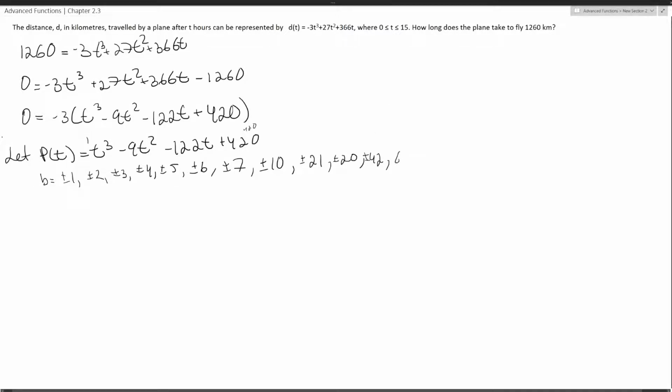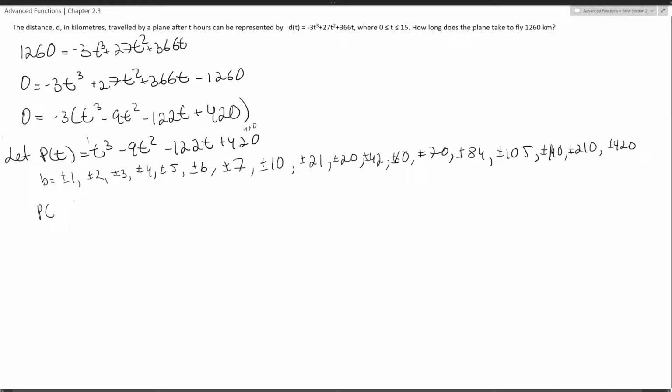42, I think it was 60, 70, then 5, 84, 105, 3, 140, 2, 210, and then again 420. That is all the numbers we should have. Now let's find out for which of these p of t actually gives us a 0. We know it's not going to be 1 or 2 because these are way too big over here for them to equal 0.